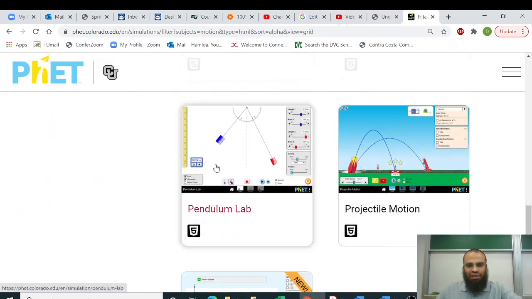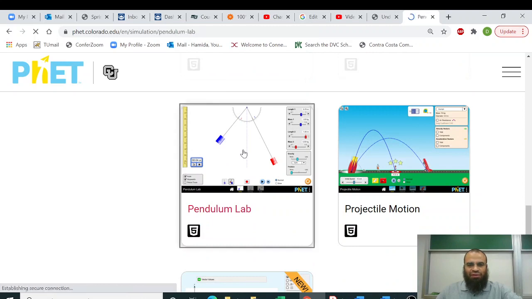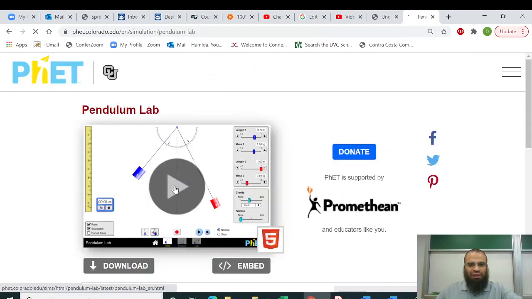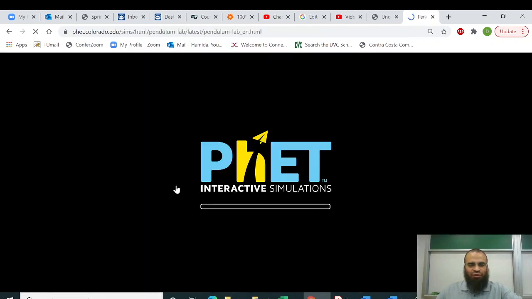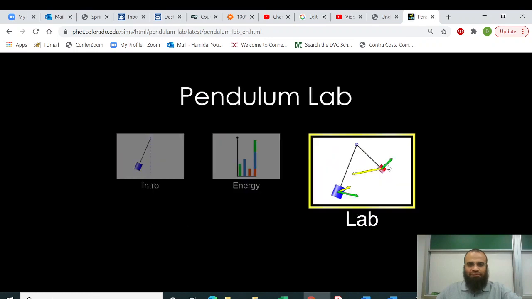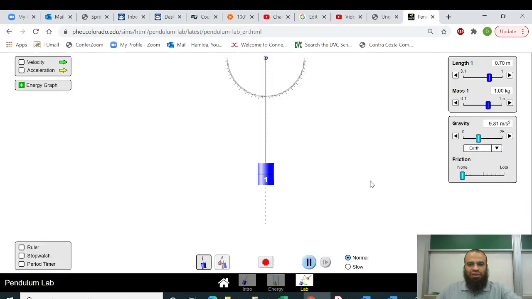Let's see where it is. That's the Pendulum Lab. So click on it and click on it again. It should open on the browser, and we will go to the lab. Double click. That's it. That's the Pendulum Lab.